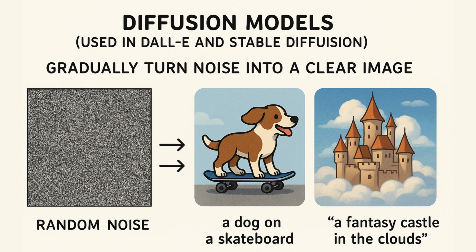Diffusion models, used in DALL-E and Stable Diffusion. Okay, imagine you take a photo and slowly add random noise until it becomes static. A diffusion model learns to reverse that process.